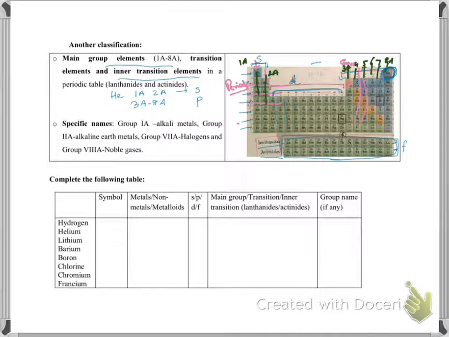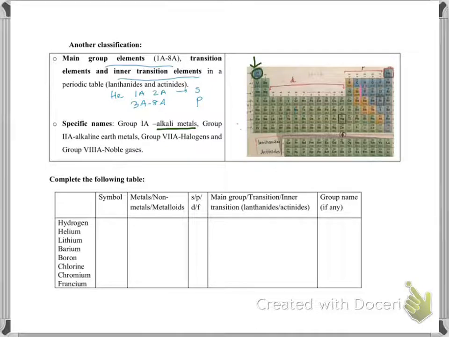There are some specific names for some of the groups. For example, this first A group elements are also known as alkali metals. We do not call hydrogen an alkali metal because remember, hydrogen is a non-metal. This is the second A group, these are known as alkaline earth metals. Seventh A group here, fluorine, chlorine, bromine, these are known as halogens. And the last group here, which is the 8th A group, these are known as noble gases or inert gases or rare gases.